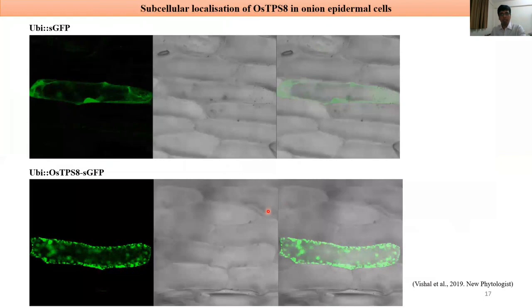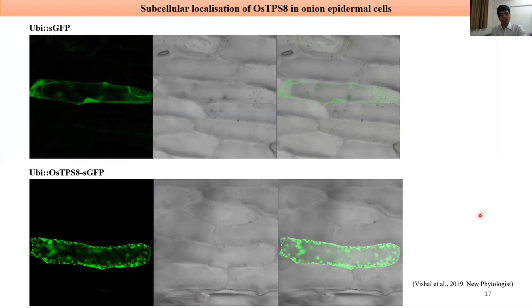Then we also checked the protein expression of OsTPS8. The first panel is showing the control, GFP under the ubiquitin promoter, where you could see the ubiquitous expression of the GFP in the onion epidermal cell. But with OsTPS8 expression with the GFP tag, you could see the expression in the plasma membrane and the adjoining cytoplasmic region. As OsTPS8 is an enzyme, this is the expression pattern expected for an enzyme.